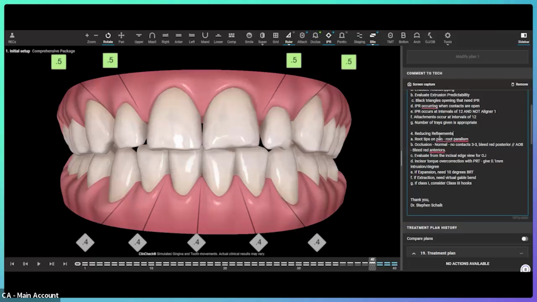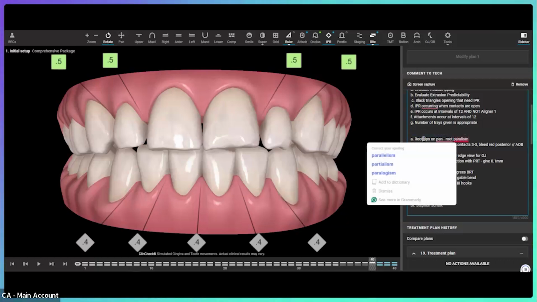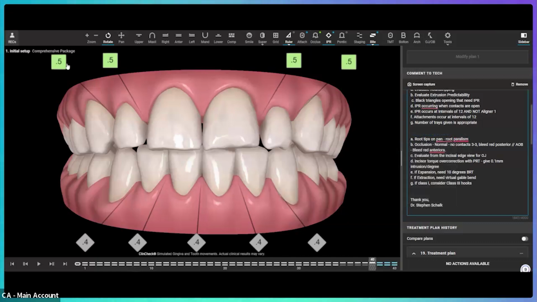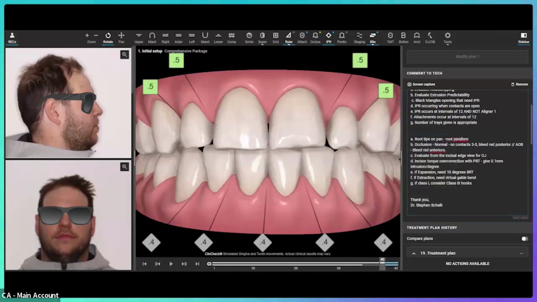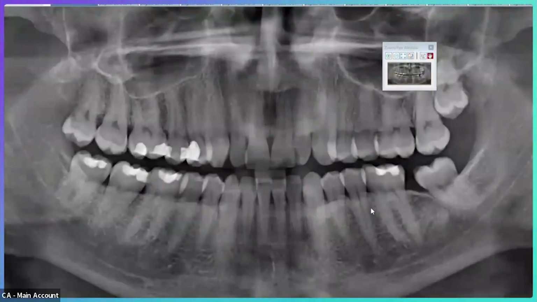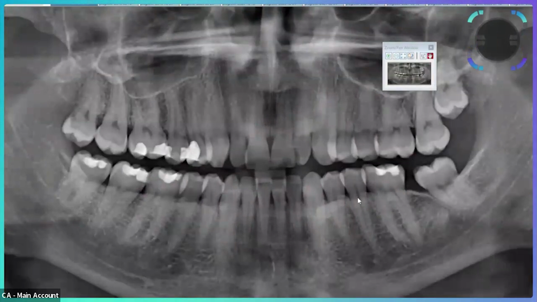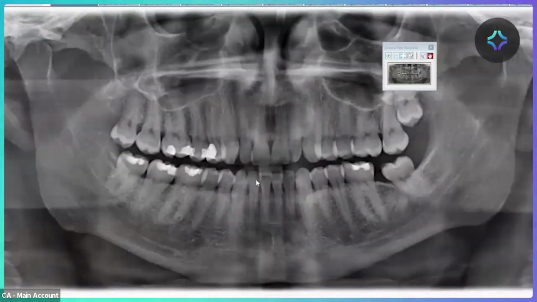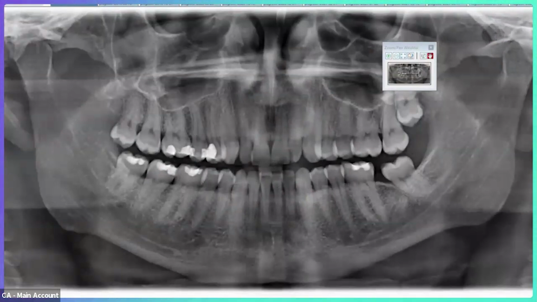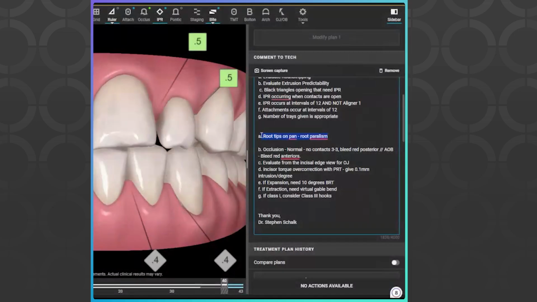Okay, this section here I actually don't include in all my lectures, but reducing refinements. So I'll often look at the root tip on the pan and look for root parallelism. That's a tongue twister. Let's go to our actual photos here. So what roots struggle with parallelism? I mean, nothing really in the anterior or the premolars. It's just going to be this guy on the bottom, our second molar. So we want to make sure at the end of the day that we have root parallelism on our lower molar.